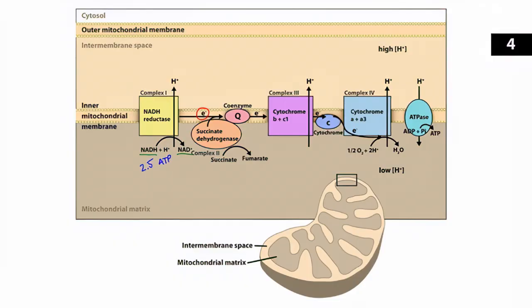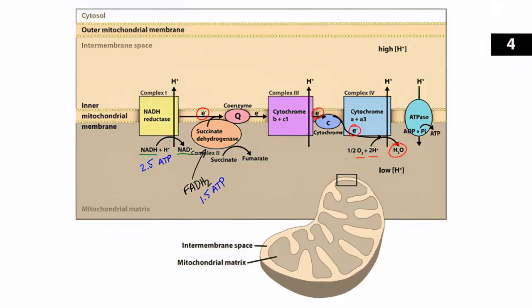Then complex 2 is succinate dehydrogenase, which requires coenzyme Q. And complex 2 is where FADH2 is fed into the electron transport chain. So for every mole of FADH2 you put into the electron transport chain, you're going to get out 1.5 moles of ATP. Next is complex 3, which includes cytochrome B and cytochrome C1, and then that passes the electron to cytochrome C. And then complex 4 is cytochrome A and A3. And at the end of this complex, you donate the electron to oxygen and hydrogen ions to create water.